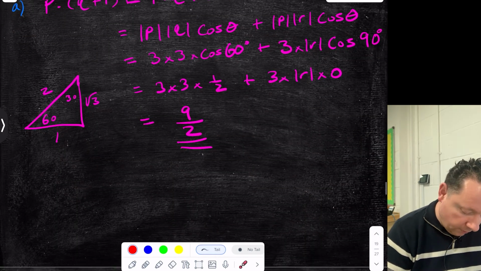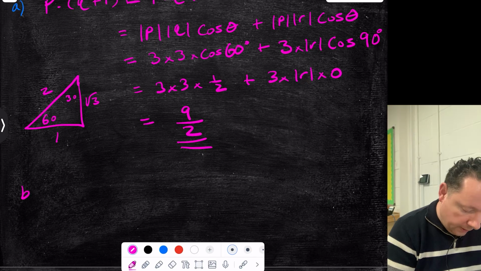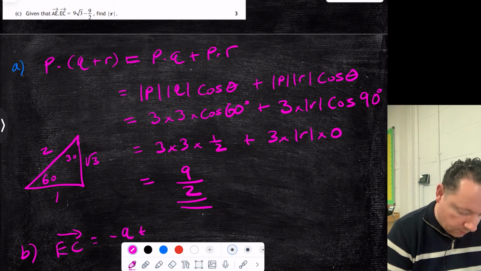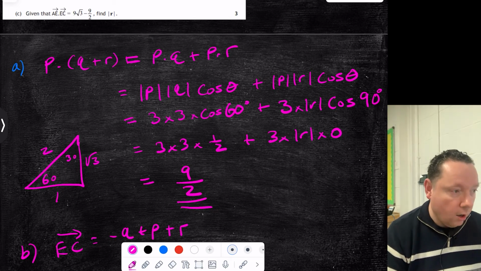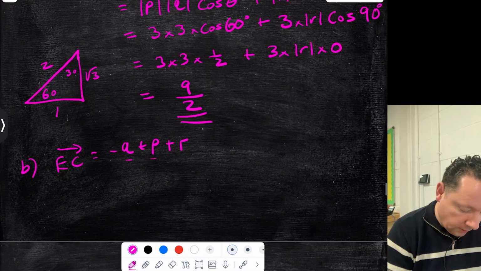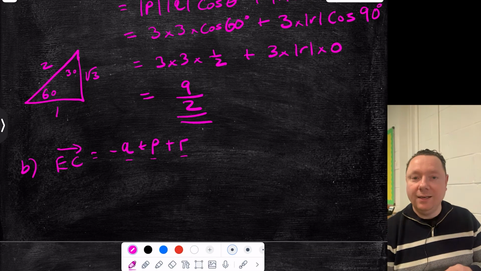So I just need to write that down. Part B, E to C equals minus Q plus P plus R. Little lines underneath these because they're vectors, but that's fine if you missed that.